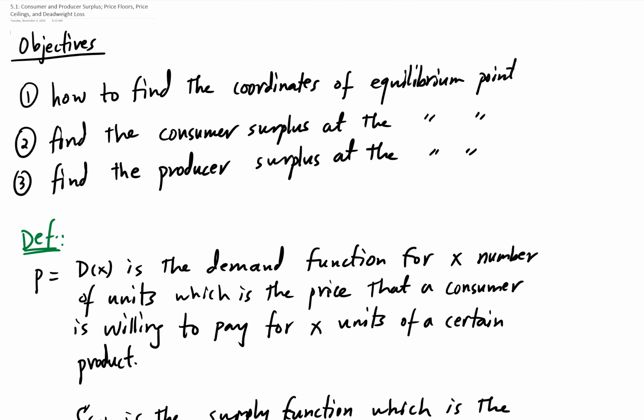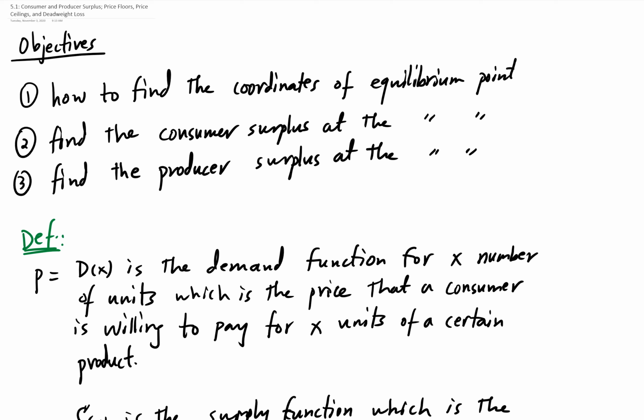This is all about consumer and producer surplus. We're going to learn how to find the coordinates of the equilibrium point, how to find the consumer surplus at the equilibrium point, and the producer surplus. And what are these two things? How to interpret them on the graph, and how to calculate them.